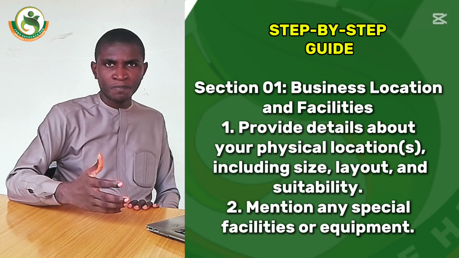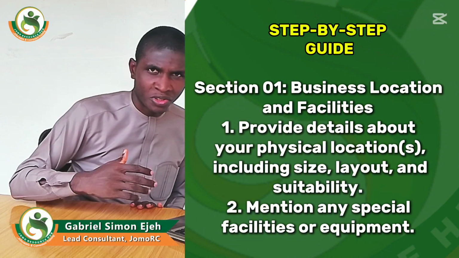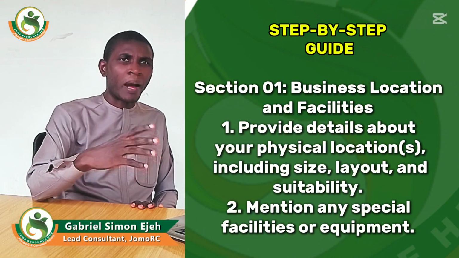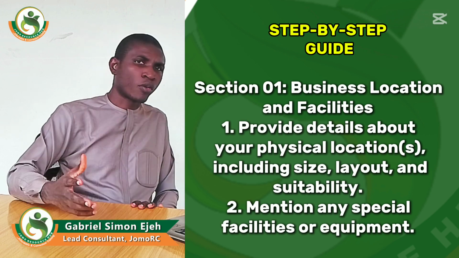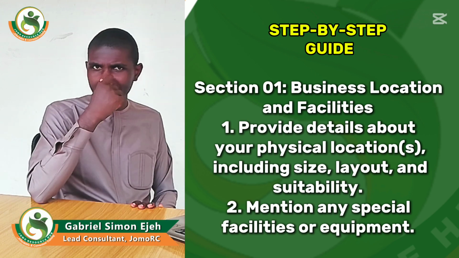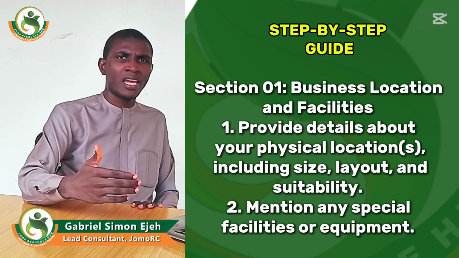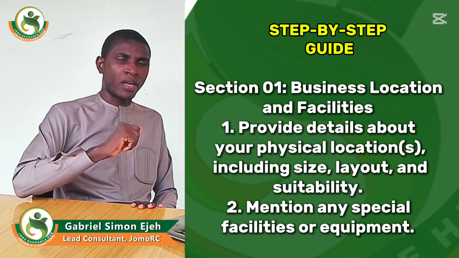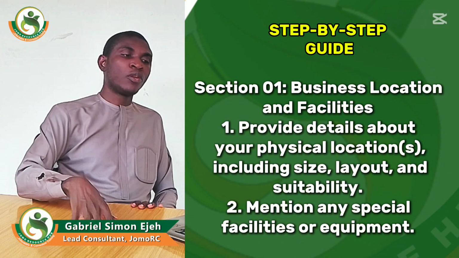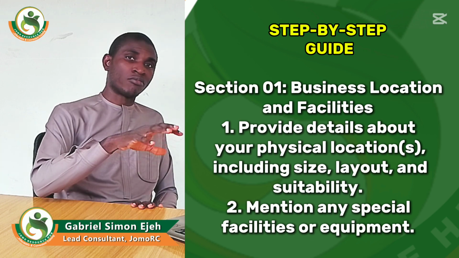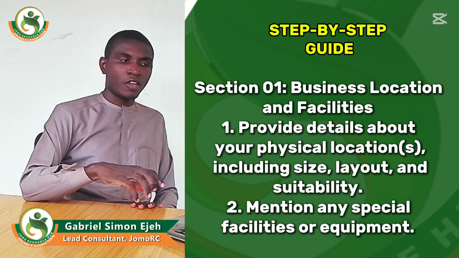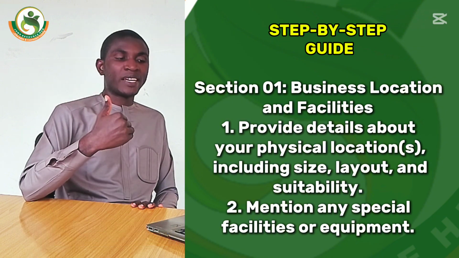If you're running something like poultry, you understand, you cannot be in a residential area, or in a market area where there is a lot of noise and people are coming in and out. You need to be in a serene environment. So this is why it is important to look at your objectives and then plan the location of your business. You can do this in a paragraph or in 2 paragraphs. If you are done with this, then you move to the next session.